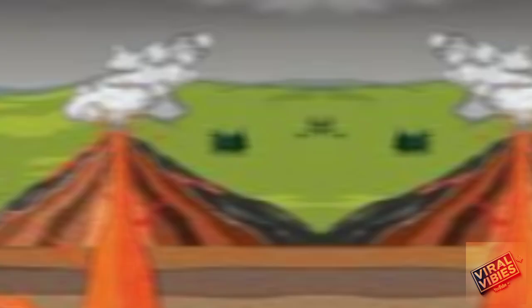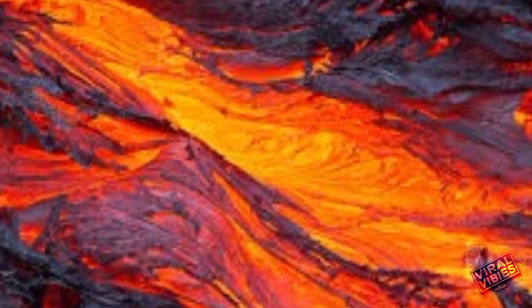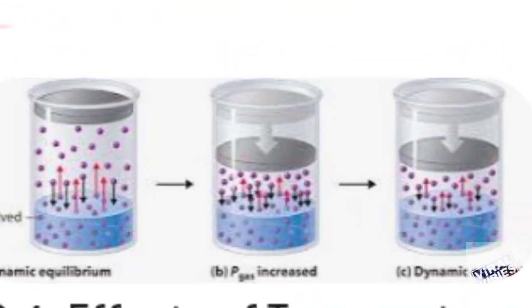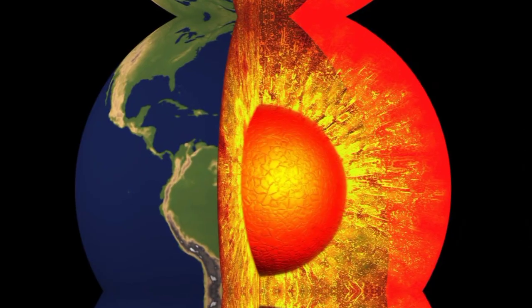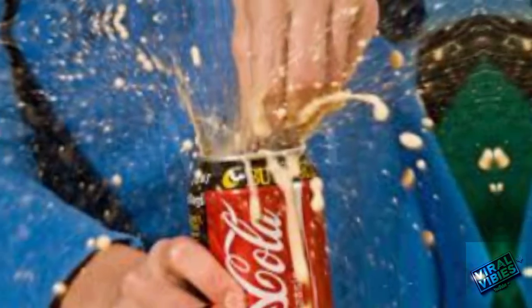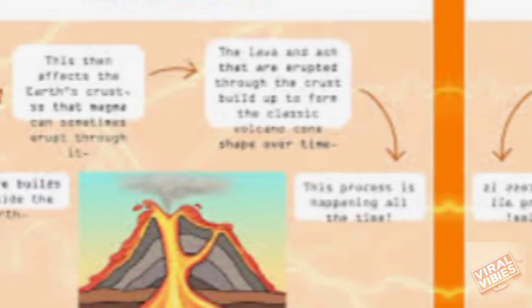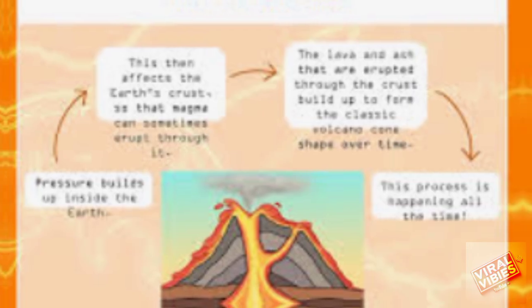Now that we know how volcanoes form, let's talk about why they erupt. As magma collects in chambers beneath the Earth's crust, it contains dissolved gases like water vapor, carbon dioxide, and sulfur dioxide. These gases are under extreme pressure. As magma rises, the pressure decreases, allowing these gases to expand rapidly, just like a bottle of soda when you shake it and then open it. If enough pressure builds up, it eventually breaks through the Earth's surface, causing a volcanic eruption.